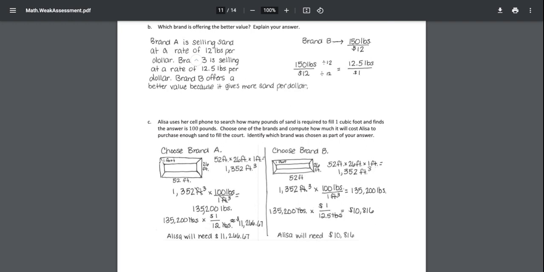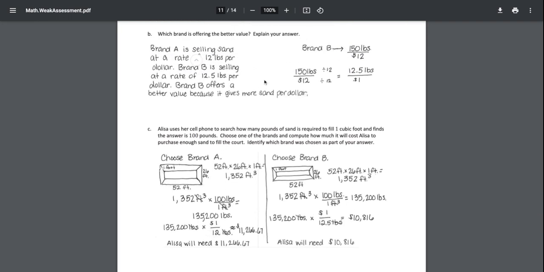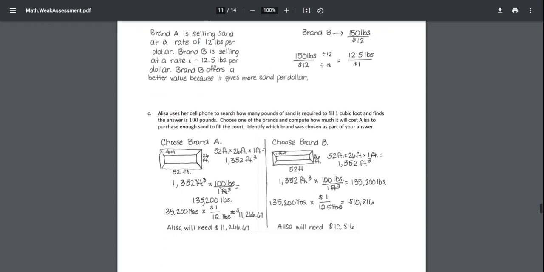Well, how many pounds per bag for A? It's $12. It's 12 pounds per dollar. So I divide this by 12. When I divide it by 12, it's going to cost me $11,266.67. That's a lot of money.